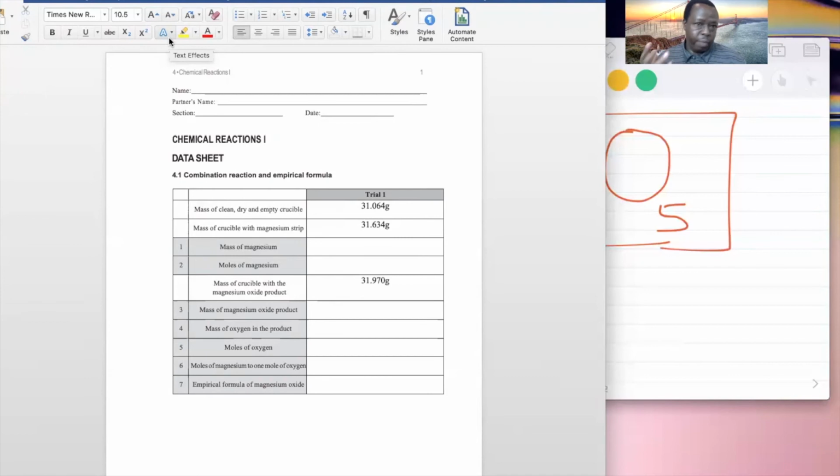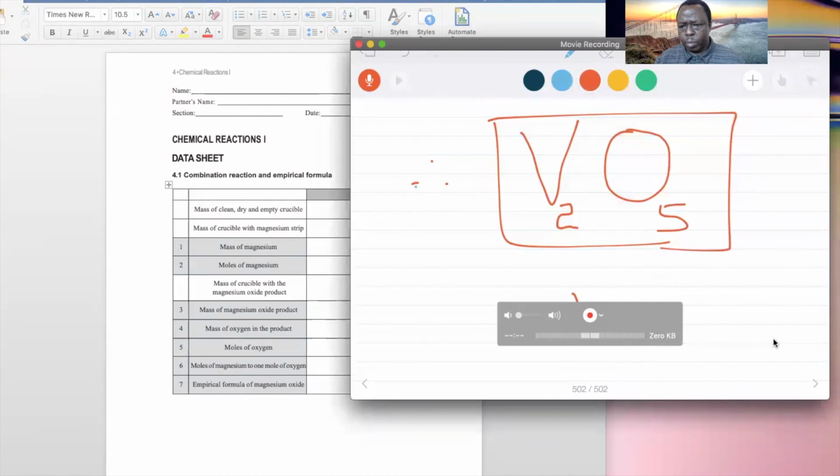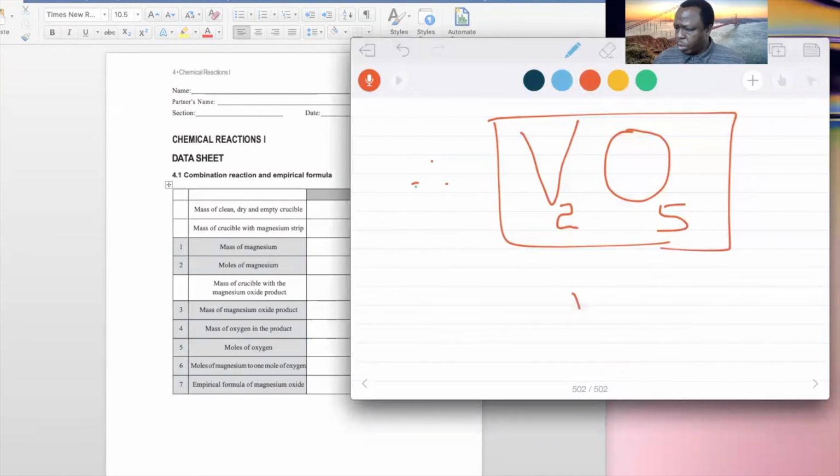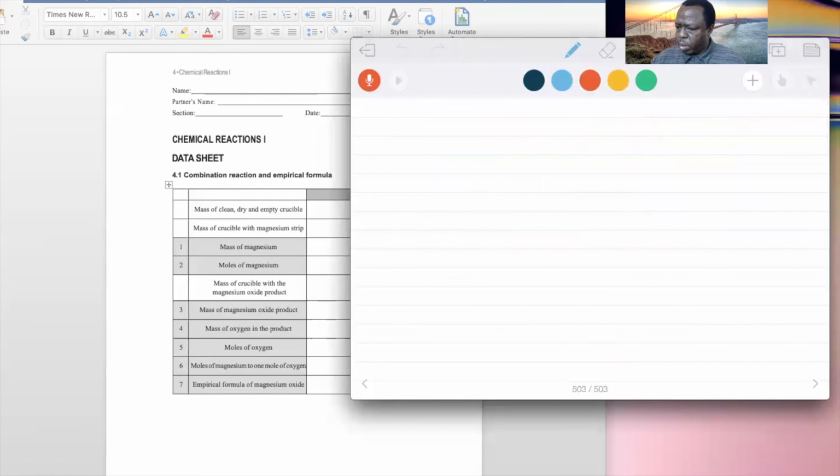Already the data is given. Make sure you put your name, the date, of course you don't have a lab partner. Somebody had to do the experiment and they already collected the data. You need to determine the empirical formula of magnesium oxide. Here, you'll have to find the mass of the elements just the way we did before.